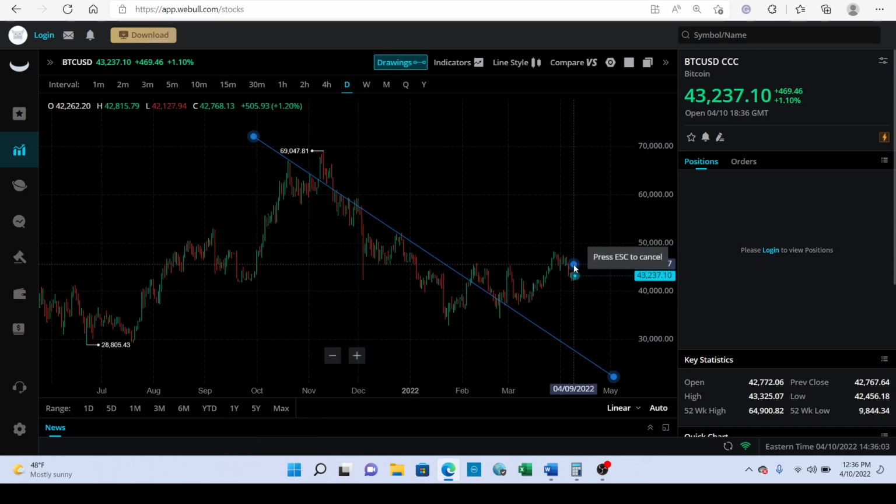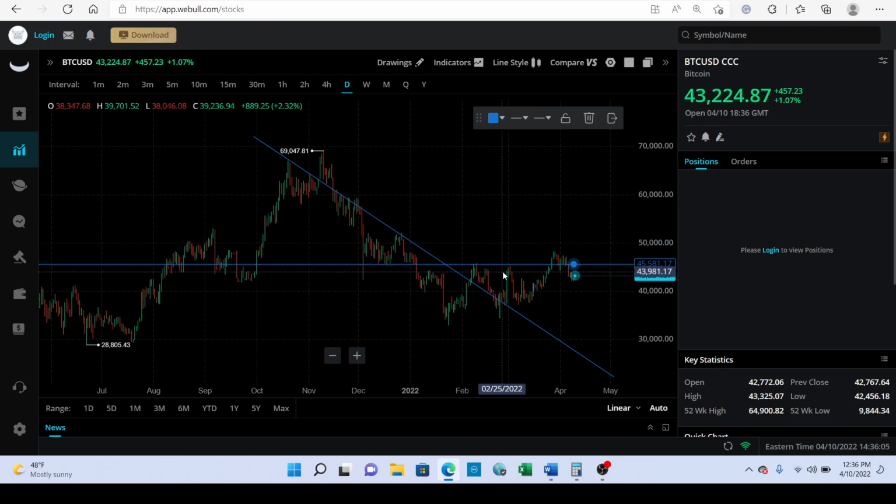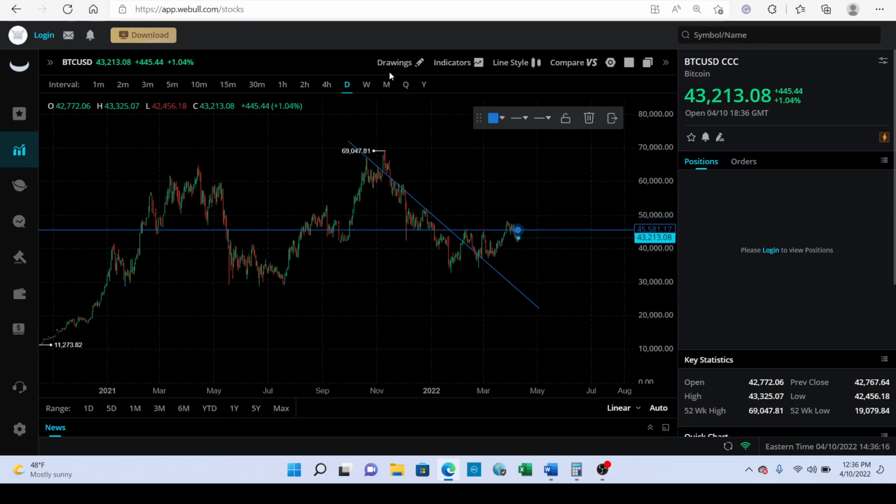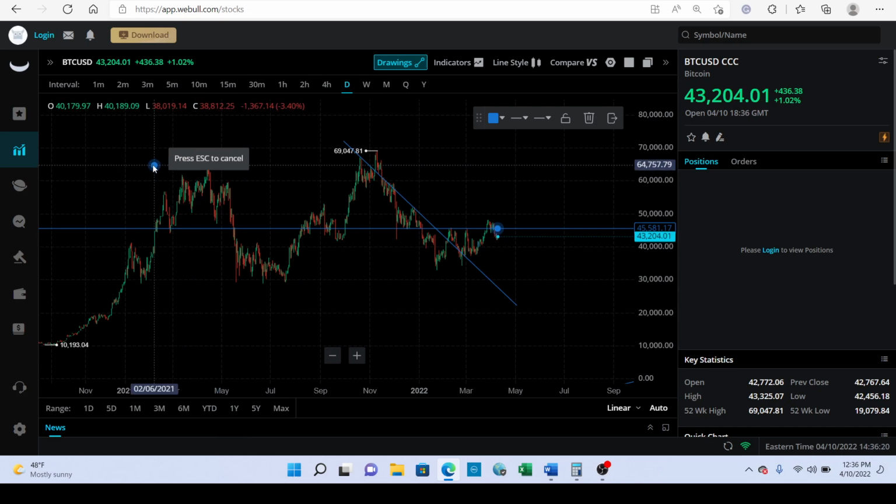So we're just going to draw that in right there. And then note that this is also where we had support, right on this move right here. And then there's also one other trend line that's a little bit more hidden. So we're going to have to go all the way back here to draw this trend line.